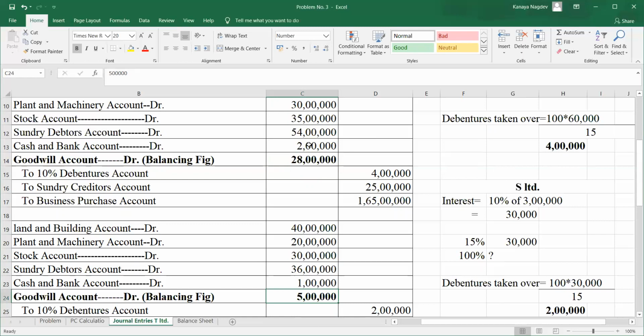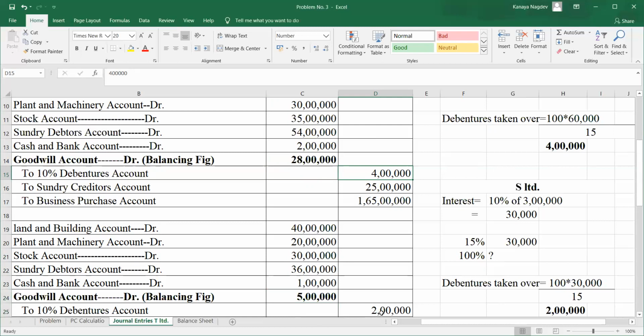So 33 lakh is the amount of goodwill which we are going to record as intangible fixed asset. I hope this is clear. So this will clearly give you the idea about your assets. 10% debentures is no longer our liability. They are converted into 15% debentures. So rather than recording 10% debentures, we now will be recording 15% debentures as 6 lakh rupees, 4 lakh plus 2 lakh.